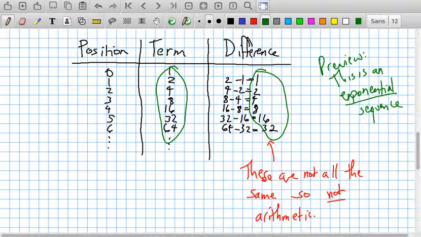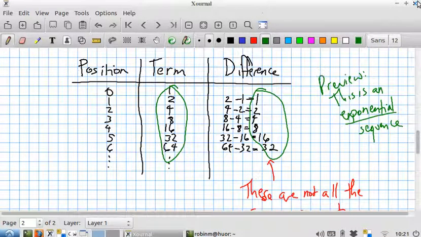Okay, well, see you next time, and hopefully you'll see the next video, which will take a little bit more detail in how these arithmetic sequences can be represented. So that's all for now.